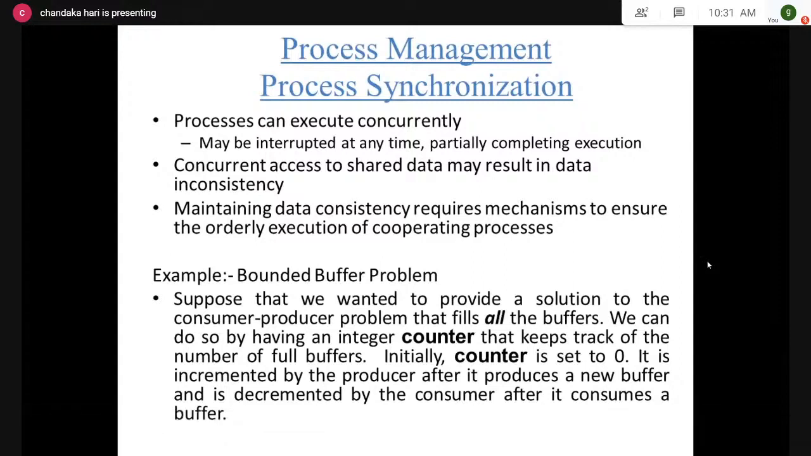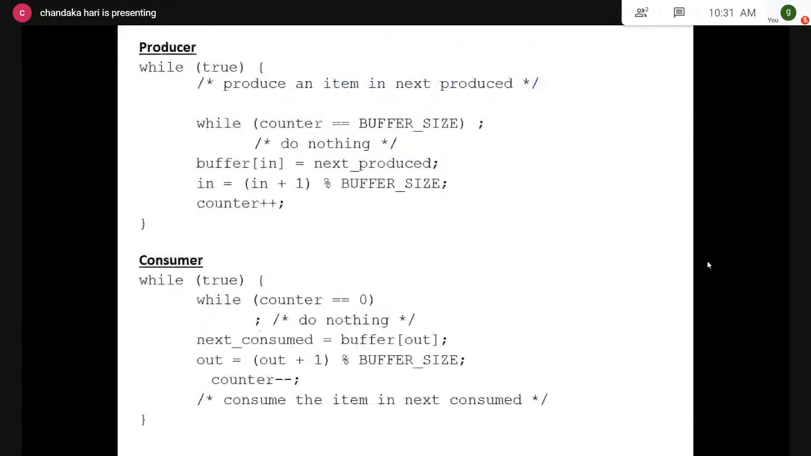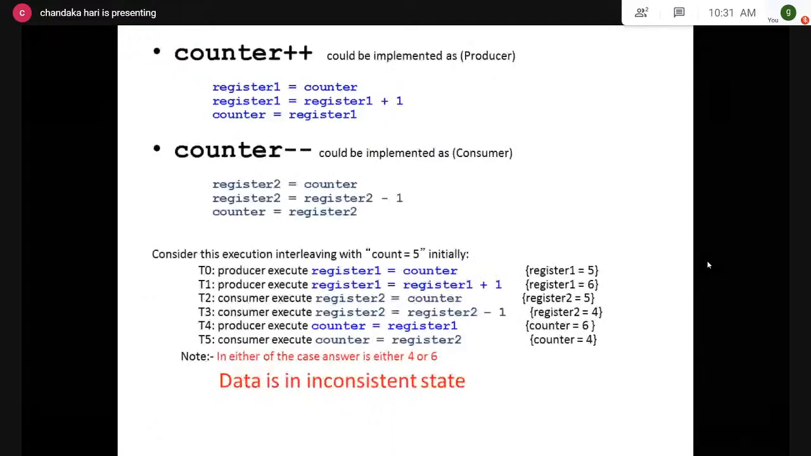The example we saw in the last class is the bounded buffer problem, where a producer and consumer both share a common variable known as the count variable. This variable's value is initially 5. After the producer produces an item, the count value is increased, and after consuming an item from the buffer, the counter value is decreased. Both are sharing this. So after producing one item and consuming one item, the value should again become 5, but the value becomes either 4 or 6. This kind of state is known as inconsistency.